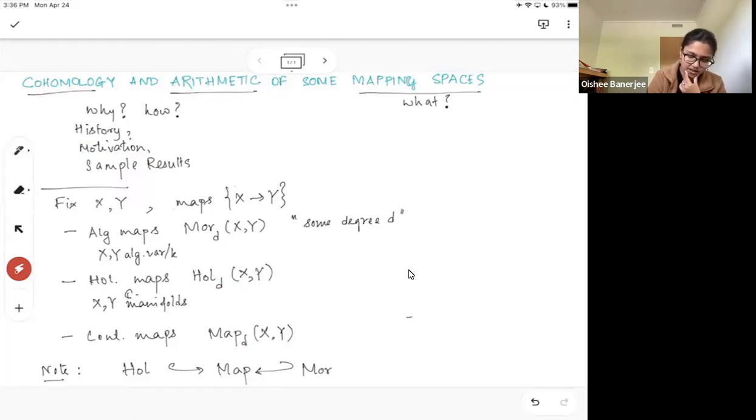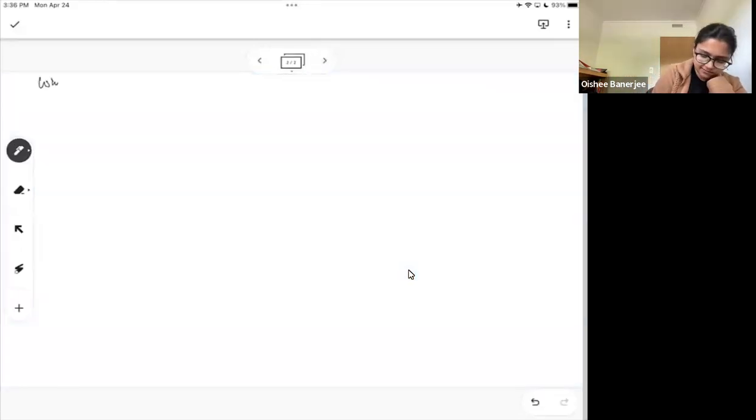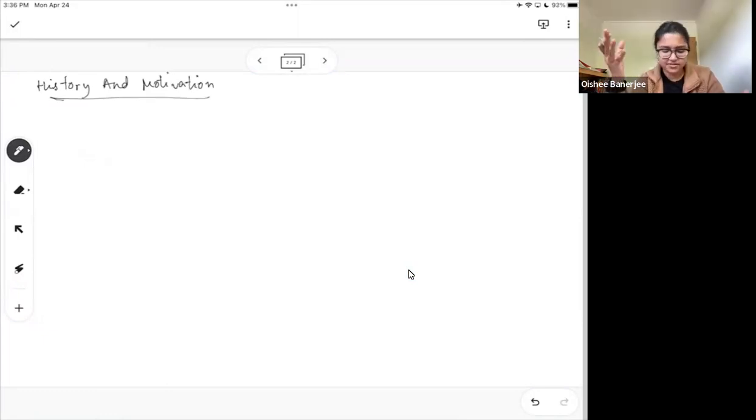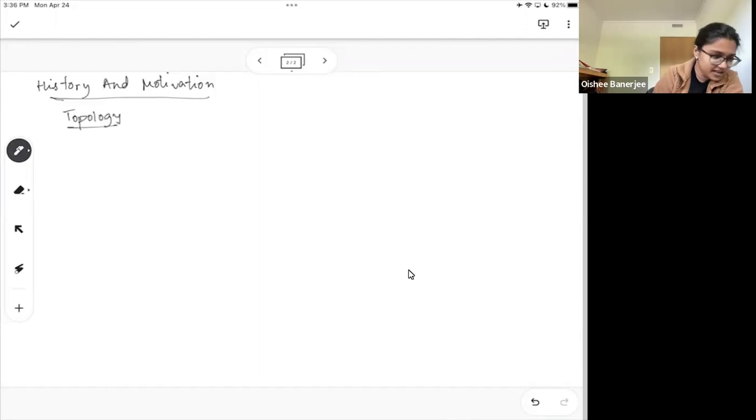Now the thing is about the why. So a bit of history. The history involves a part about the cohomology part, or more generally the topology part, and part of the history is going to be about the arithmetic part, why number theorists care about certain of these mapping spaces. So let's start with the topology side of the story.